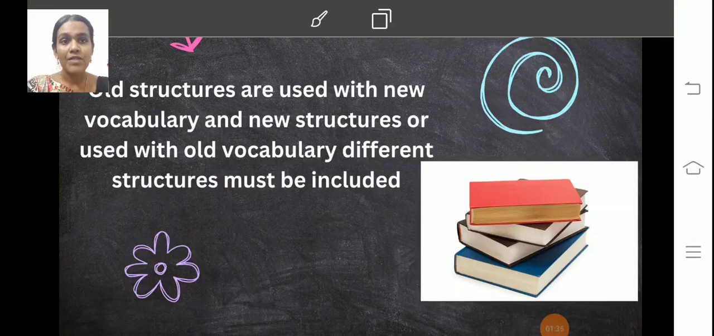The second suggestion is structure. Old structures are used with new vocabulary. The students already know the structure of the textbook and the structure that is given inside the words. So old structures used with new vocabulary help the students to understand the new vocabularies. And new structures used with old vocabularies help the students to understand the new structures. Since the students already know the old words, they can understand the structure, and if they know the structure, they can understand the new words also. So the second suggestion for the quality of a textbook is structure.